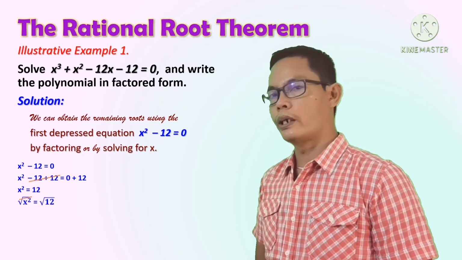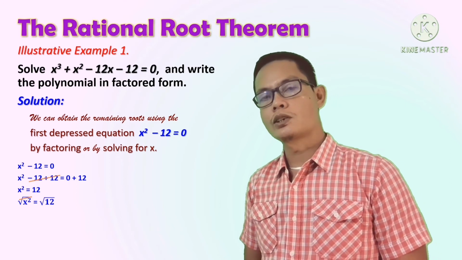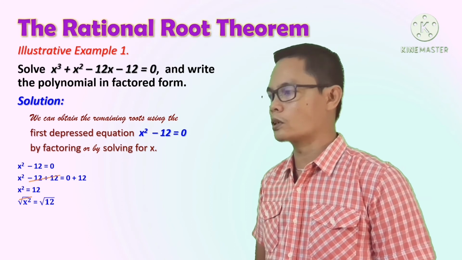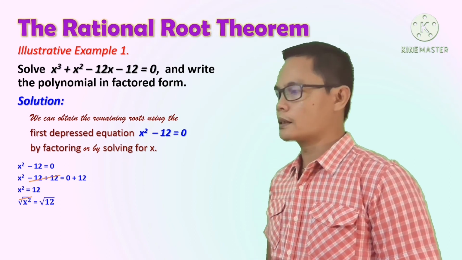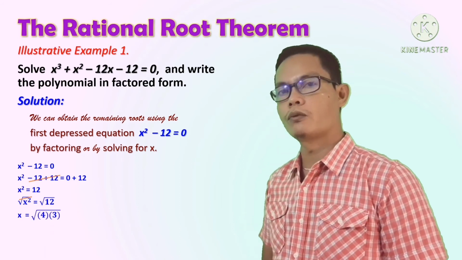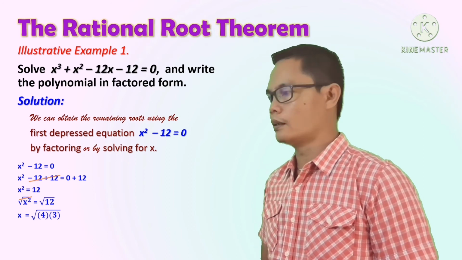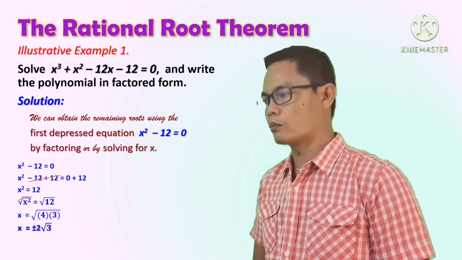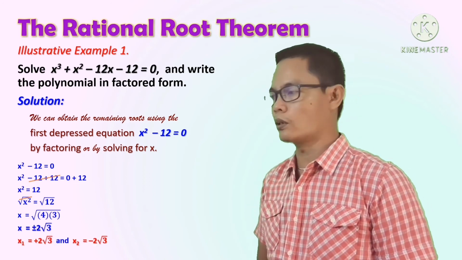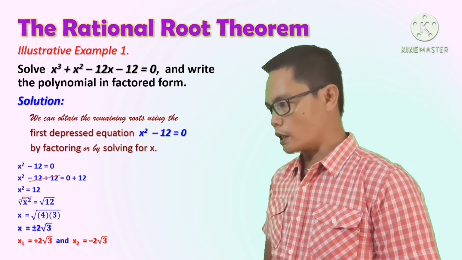To eliminate the square, we are going to put the square root on both sides of the equation. Square root of x squared equals square root of 12. Since 12 is not a perfect square, all we have to do is factor 12 as 4 times 3 so that the other factor will be extracted. It becomes x equals plus or minus 2 square root of 3. There are two roots, 2 square root of 3 and negative 2 square root of 3.